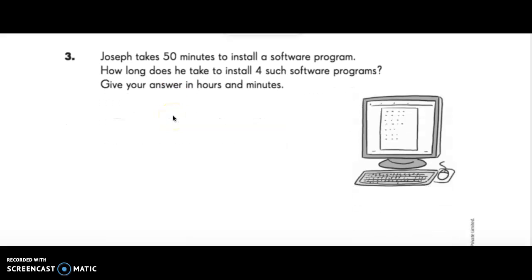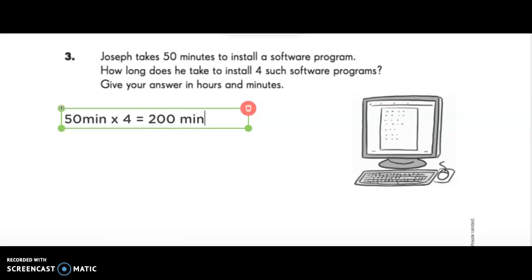Alright, so our next page, Joseph takes 50 minutes to install a software program. How long does he take to install 4 such software programs? Give your answer in hours and minutes. So for this one, we need to be thinking about, okay, it's taking 50 minutes to install the program, and he's doing it 4 times, which means we're going to multiply by 4. Now, what we can be doing is thinking about 4 times 5 is 20. Plus that other 0 gives us 200 minutes.